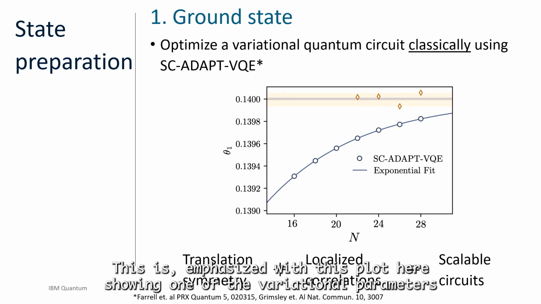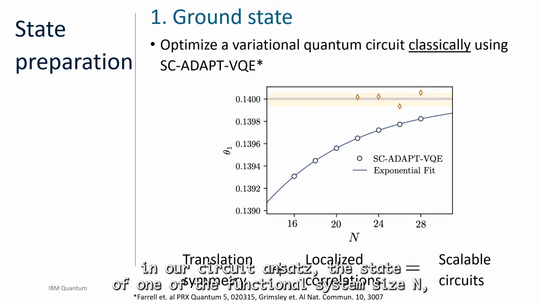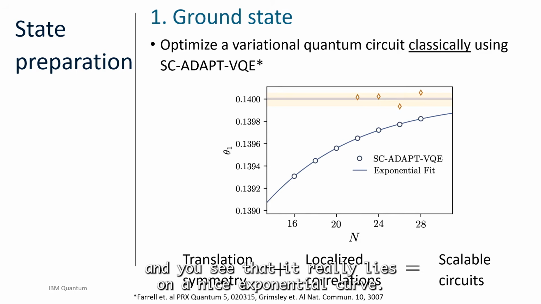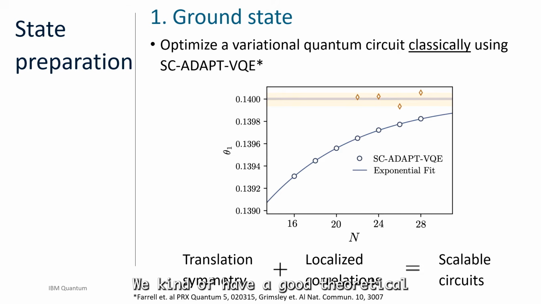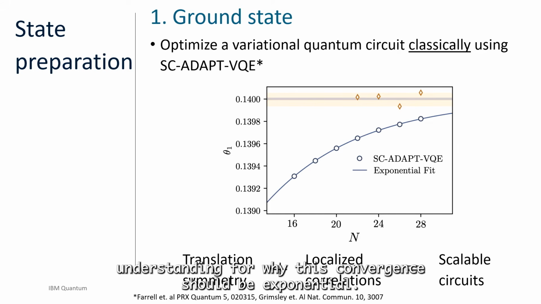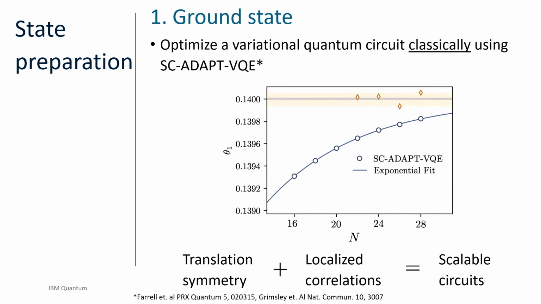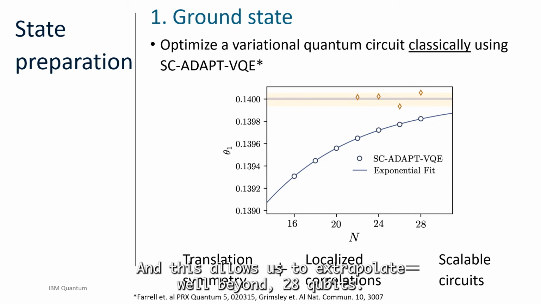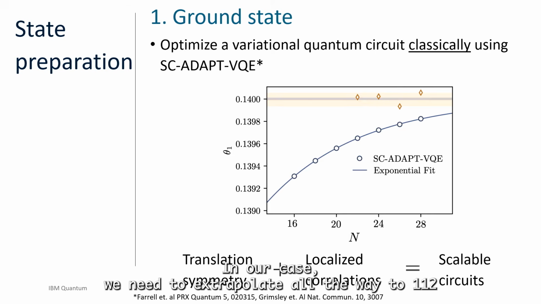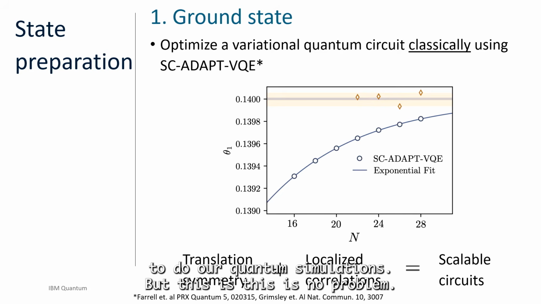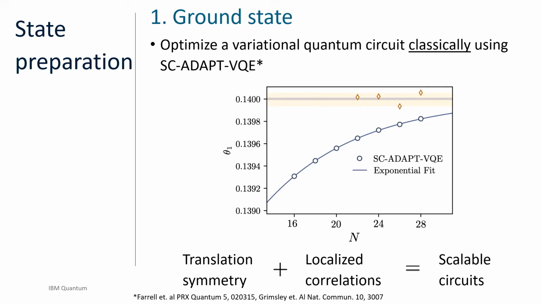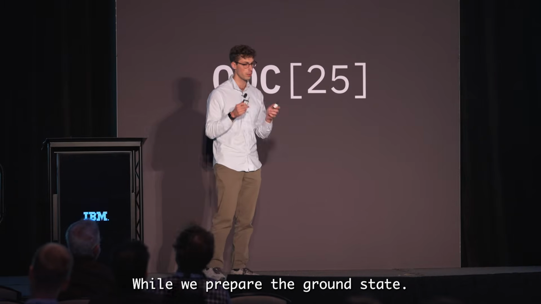This is emphasized with this plot here showing one of the variational parameters in our circuit ansatz, this theta 1, as a function of system size n. And you see that it really lies on a nice exponential curve. We have a good theoretical understanding for why this convergence should be exponential. And this allows us to extrapolate well beyond 28 qubits. In our case, we need to extrapolate all the way to 112 to do our quantum simulations, but this is no problem. This is how we're able to scalably prepare the ground state.